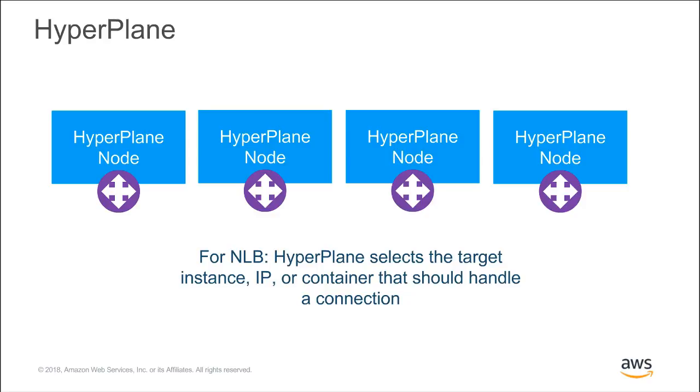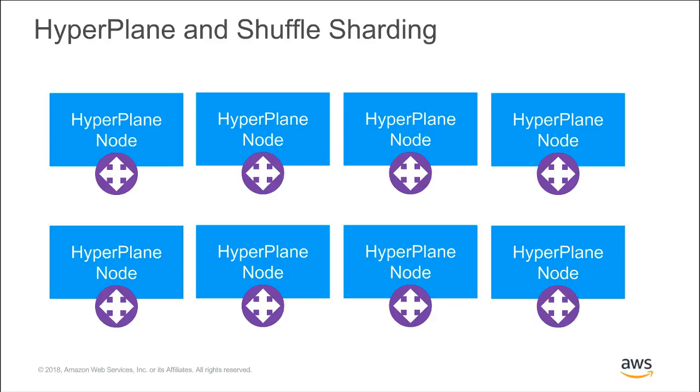We use a technique called shuffle sharding. If you imagine that we had a series of Hyperplane nodes, here I'm going with a really simple example of just 8, which is not representative. I'll cover a more representative number later, but just to make the slides easier to follow, we're going to go with 8.